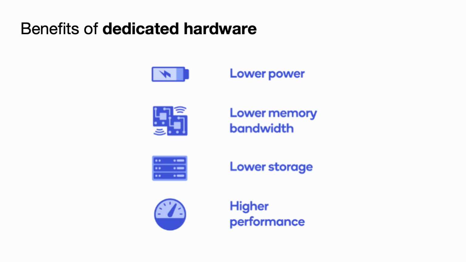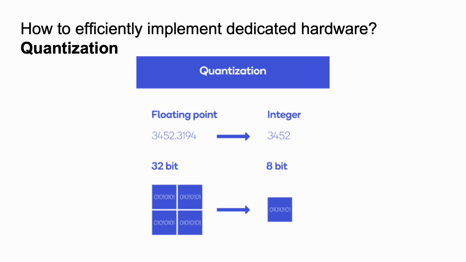Then what are some benefits of dedicated hardware compared to general hardware like a CPU? With the dedicated hardware, we need lower power, memory, and storage to operate AI services, and it gives higher performance like latency or throughput. There are some techniques to efficiently implement dedicated hardware like quantization and pruning. Among them, Sherlock-Q focuses on quantization.